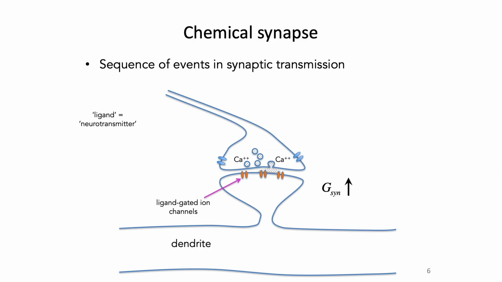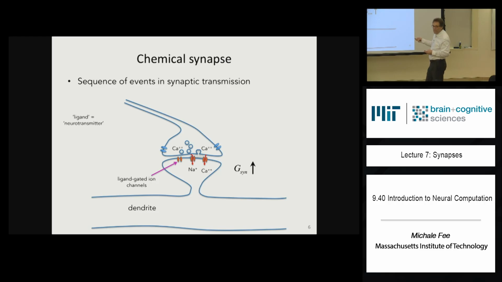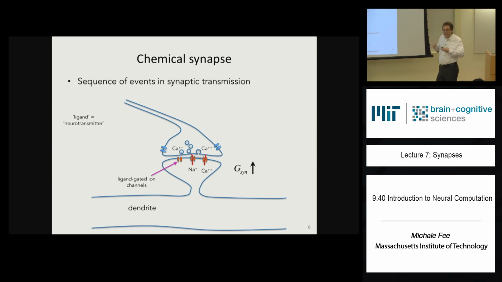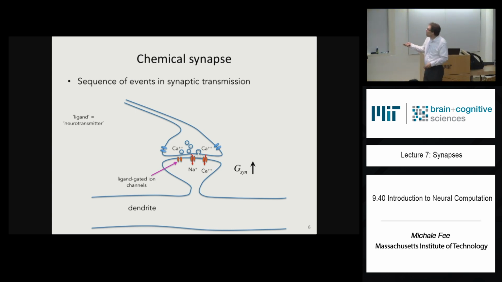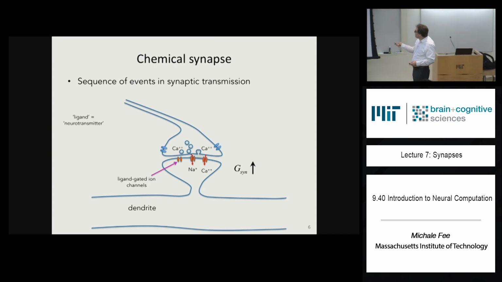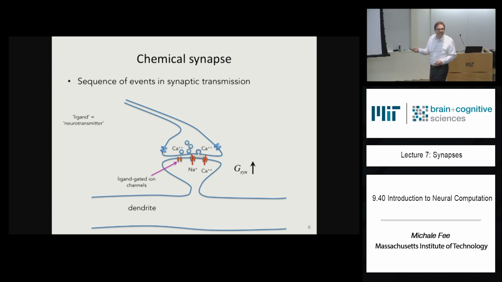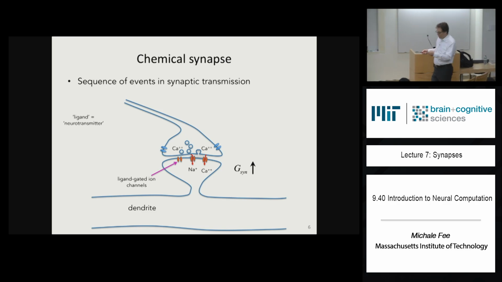Now the neurotransmitter binds and opens the pore. Positive ions flow into the cell because the cell is hyperpolarized, so it has a low voltage. Positive ions flow into the cell. That corresponds to an increase in the synaptic conductance.